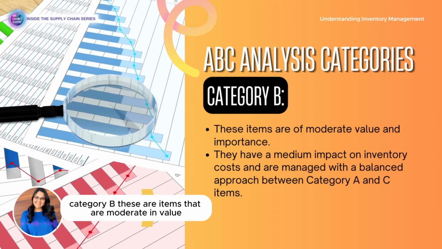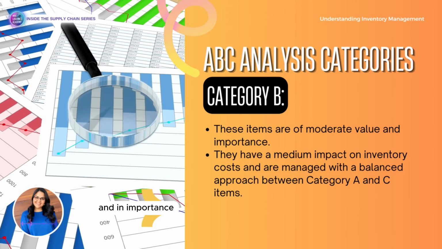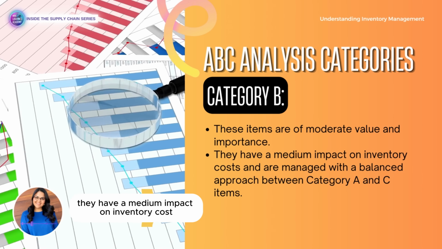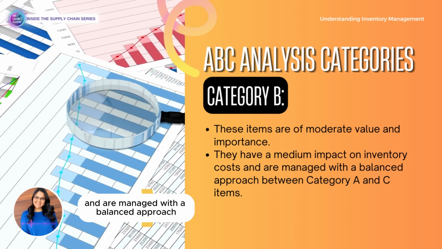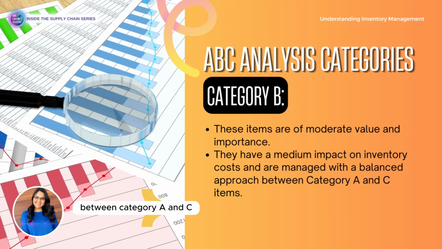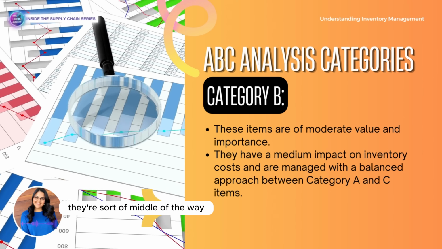Category B items are moderate in value and in importance. They have a medium impact on inventory cost and are managed with a balanced approach between category A and C, as we're going to see up next. They're sort of middle of the way.